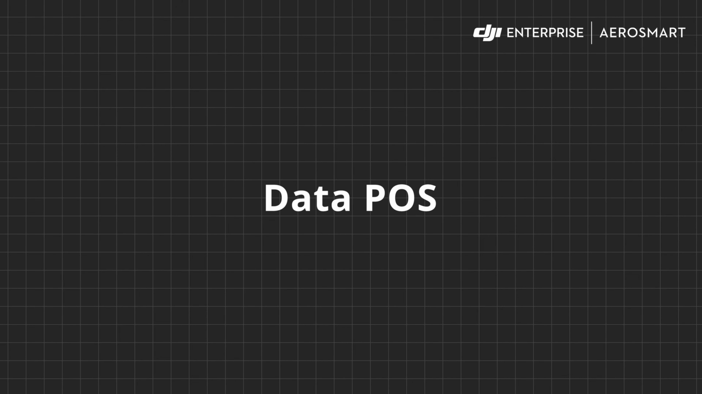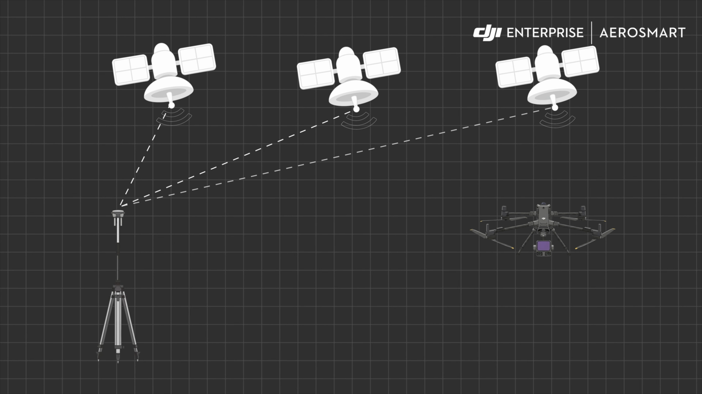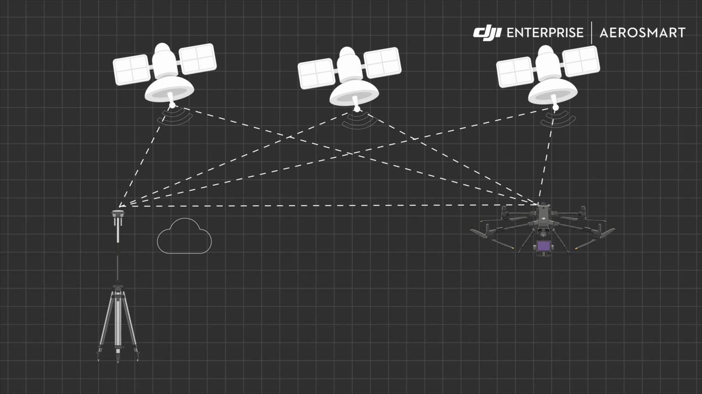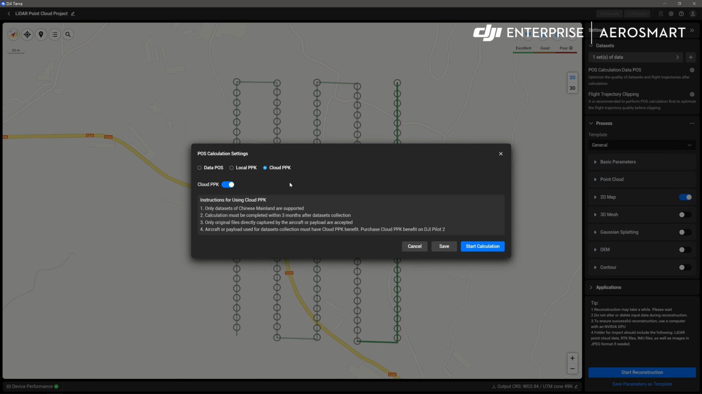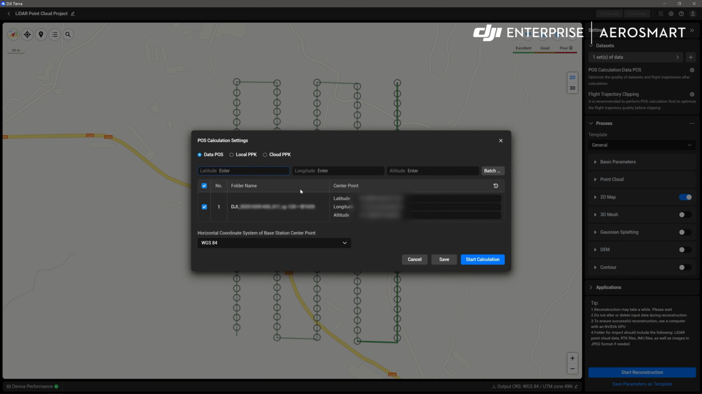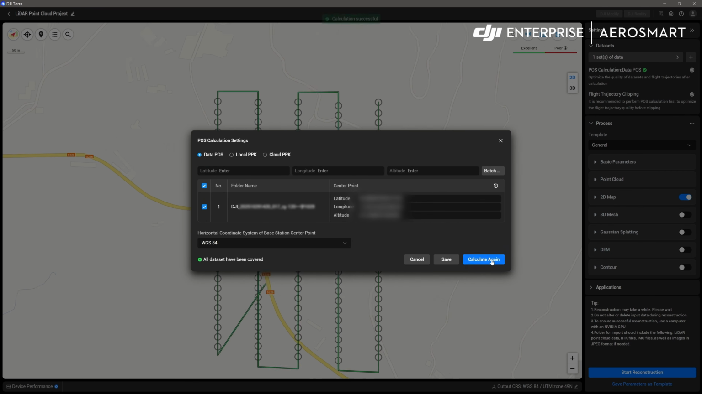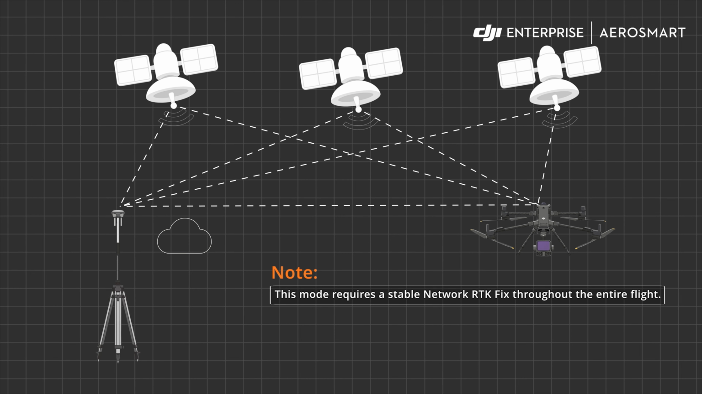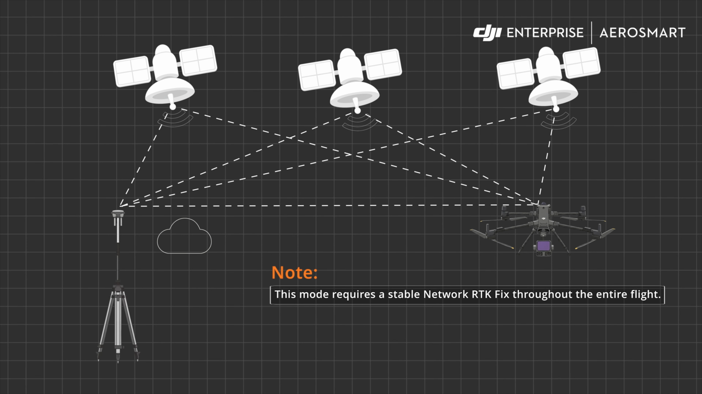Data POS. During a flight mission, Zenmuse L3 receives satellite observation data from the base station and stores it as an RTB file. By selecting Data POS for calculation, you can use this RTB file as the base station data to perform the POS calculation. It is suitable for environments with stable RTK signals, supporting positioning services from D-RTK3 or network RTK.